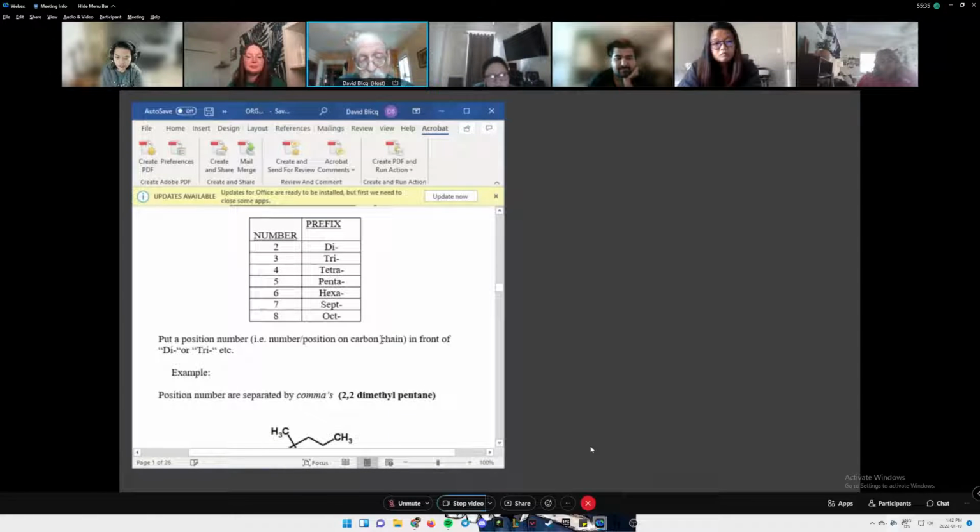And if there's more than one, please put the number for the position. If it's on carbon 3, you need to write a 3 so we know where it is. That's all. Not hard. Position numbers, typically, according to the rules, you put a comma between them.